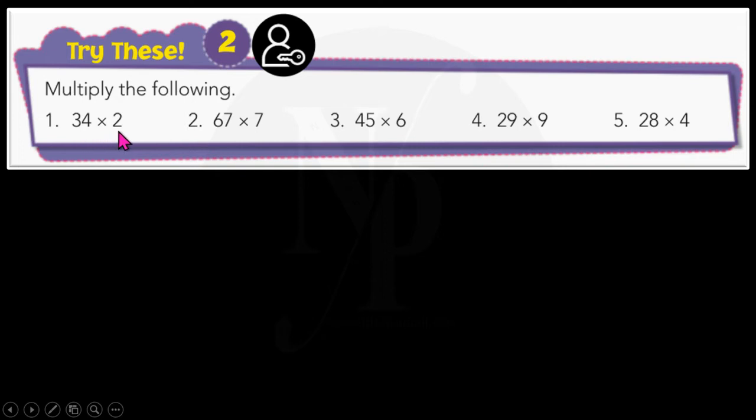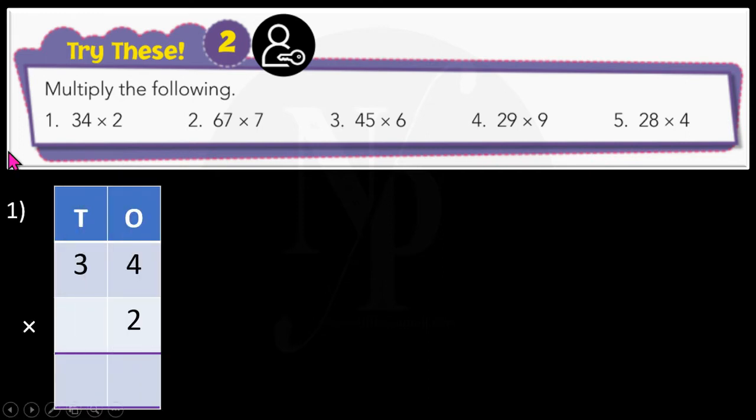First, let us write down these numbers in place values table, which will be convenient for us for multiplication. So question number 1, and we are writing 34. So 4 is in ones place and 3 is in tens place, and 2, a single digit number, will always be in ones place. So we write 2 in ones column here. Now we have to multiply 34 by 2.